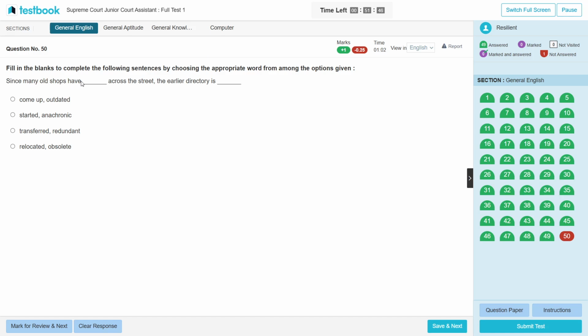Since many new shops have come up across the street, the earlier directory is outdated. Anachronic, redundant. Redundant means superfluous. Relocate, obsolete. Is obsolete.